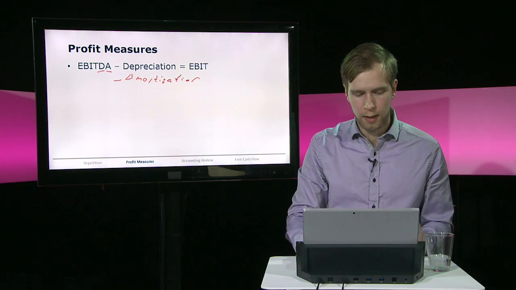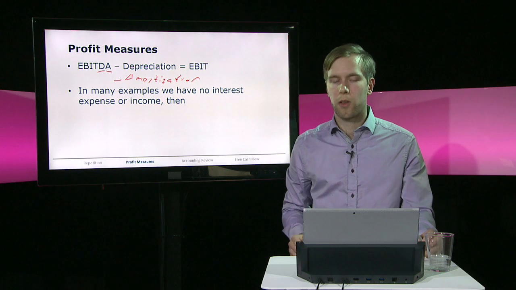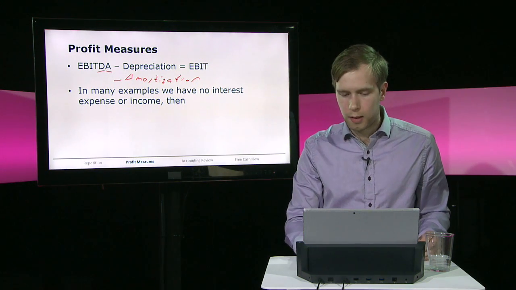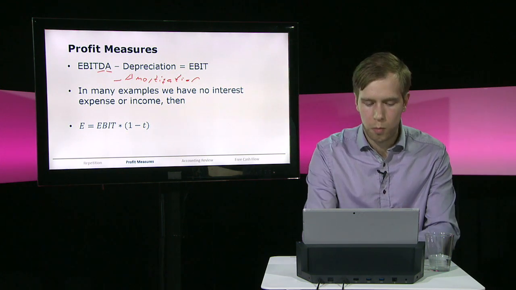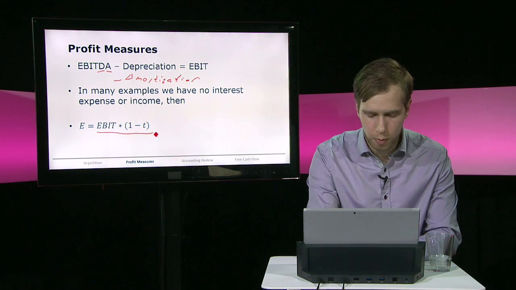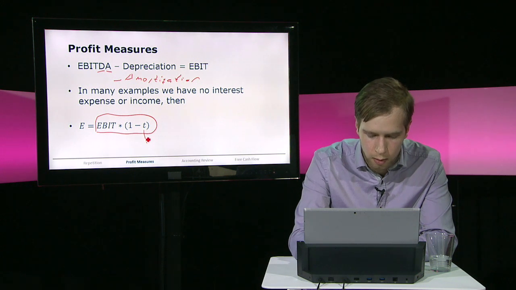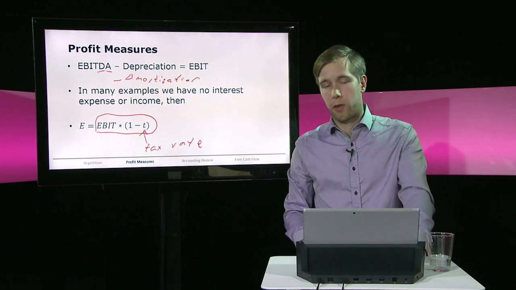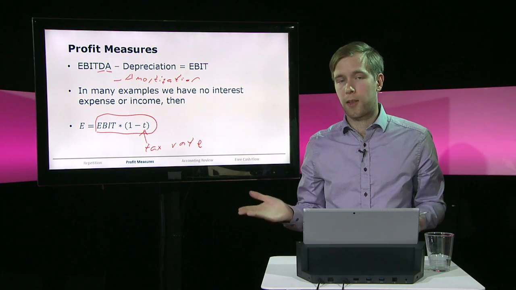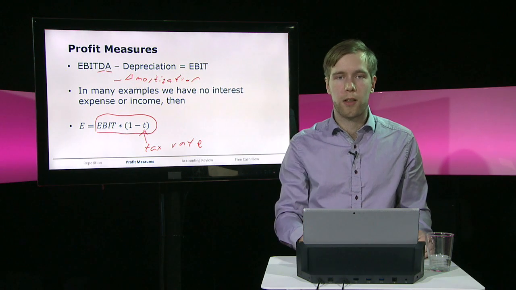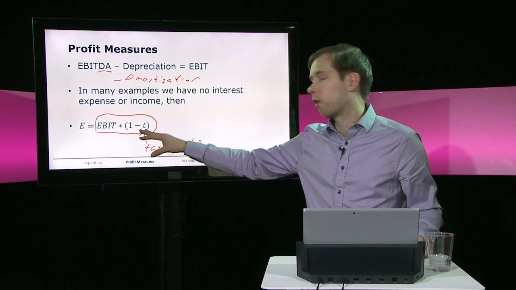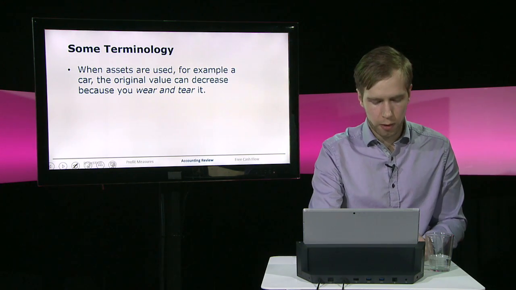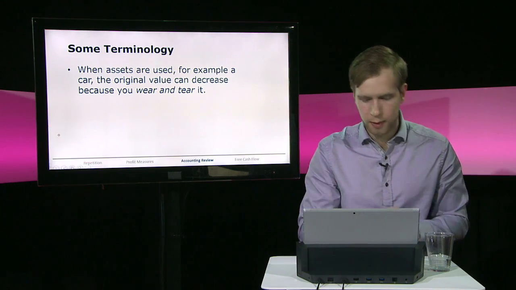In many examples we're not going to see the interest expense or the interest income, and if we don't, then the earnings for the company would be EBIT times 1 minus the tax rate. T here is the tax rate. So this is just if you don't have interest expense, then this would be the earnings, and otherwise this is a very important thing to use. But first we need to take some more of the accounting terminology before we can get started.